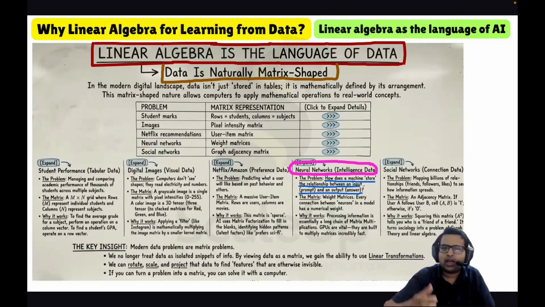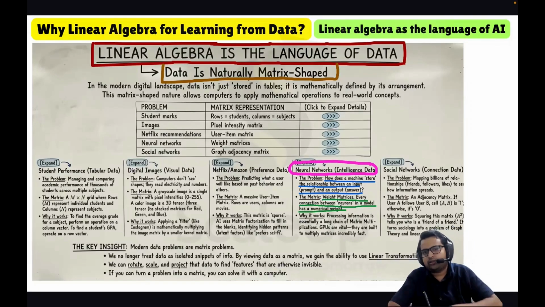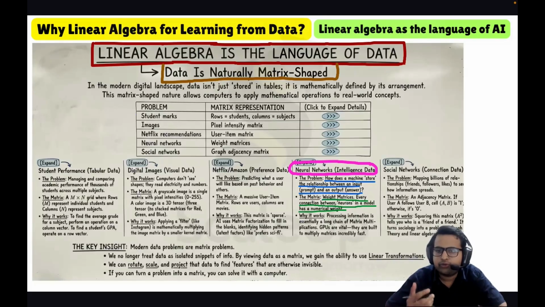Now the problem is how it will store the relationship. To store the relationship, we make use of a matrix, the weight matrix. Every connection between neurons in a model has a numerical weight. So we know that every connection among the neurons has got a numerical weight. And if we store that weight in something called a weight matrix, our problem will be solved. And let us see how our problem will be solved.